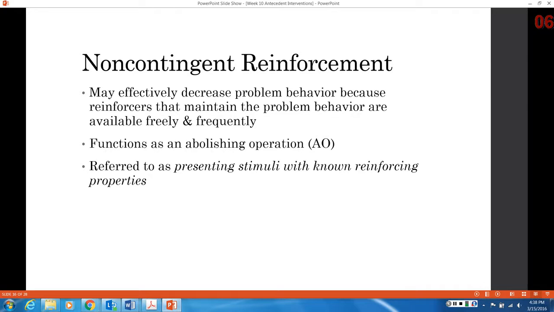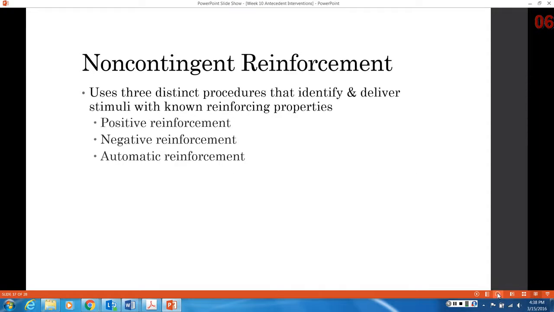This procedure is also known as presenting stimuli with known reinforcing properties. In the behavior analytic literature, NCR has been demonstrated to decrease problem behavior when used with positive reinforcement, negative reinforcement, and automatic reinforcement paradigms.